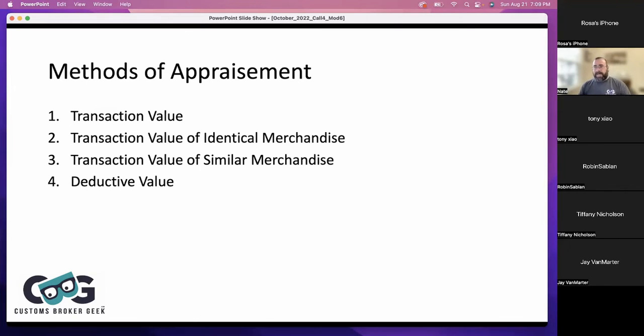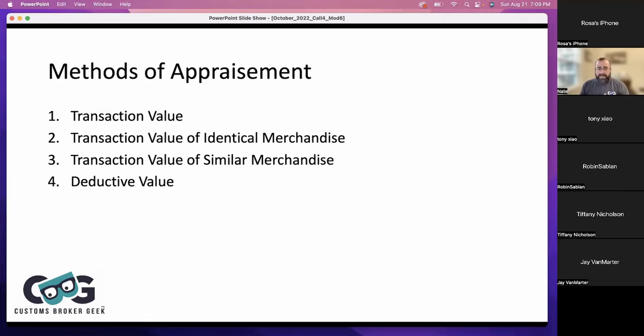Next, we have deductive value. And under deductive value, you would use this if, I'm not sure if I mentioned this in the beginning, you apply the methods of transaction value in order. So you always start with transaction value. If you can't use transaction value, you move on to transaction value of identical merchandise. If that doesn't work, you move to similar merchandise. If you can't use that, then you move on to deductive value.